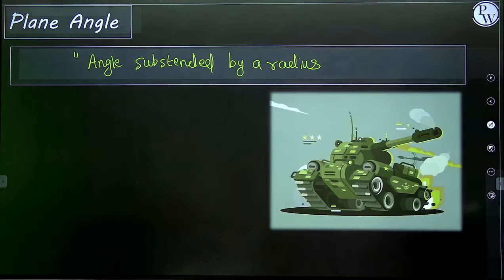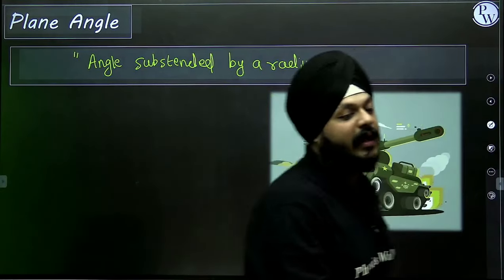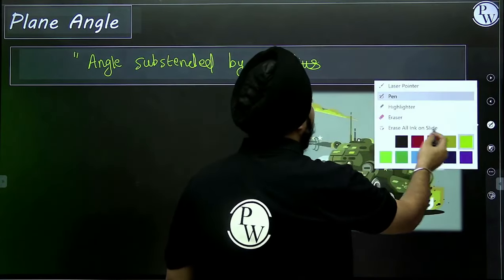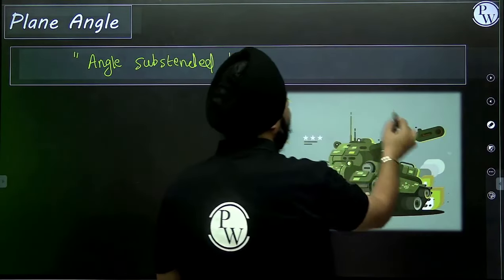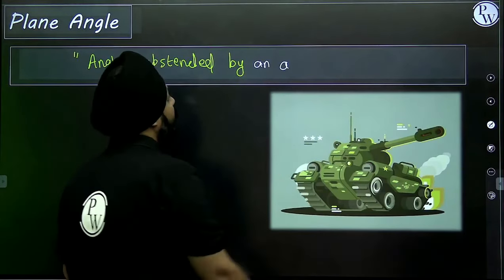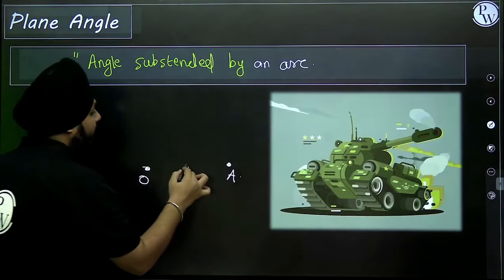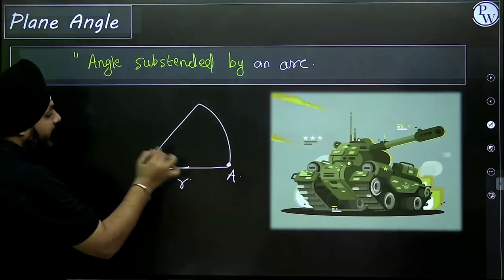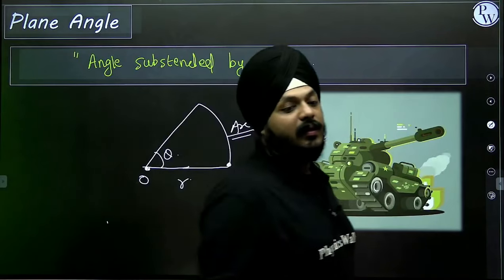So one example is there in front of you all. More specifically, it is the angle subtended by an arc. The radius is forming that arc, it's not a big deal, but that is the general definition. Let us take an example. Suppose this is point A and this is the center point O. Suppose this is a radius and it is forming one arc like this. Angle subtended by an arc.